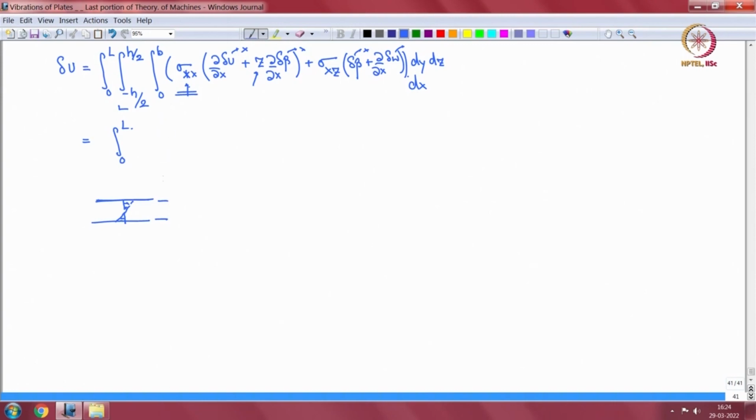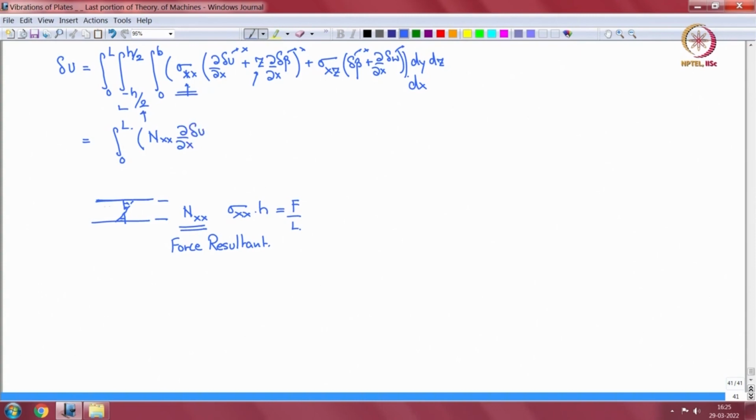we will give it a name, nxx. It is not a full force because sigma xx into the thickness dimension is force per unit length. So this is called a force resultant. So this sigma xx, after going through the thickness integral, will become nxx del x delta u.